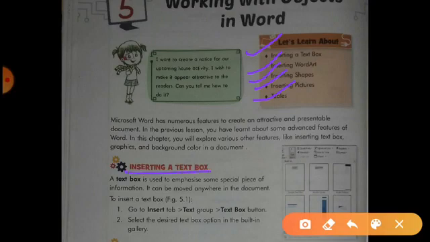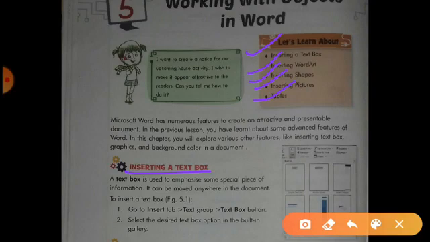Okay students, a text box is used to emphasize some special piece of information. It can be moved anywhere in the document. So dear students, if you want to insert a text box in your document, first of all you have to click on the Insert tab, and then you have to click on the Text Box button from the Text group.